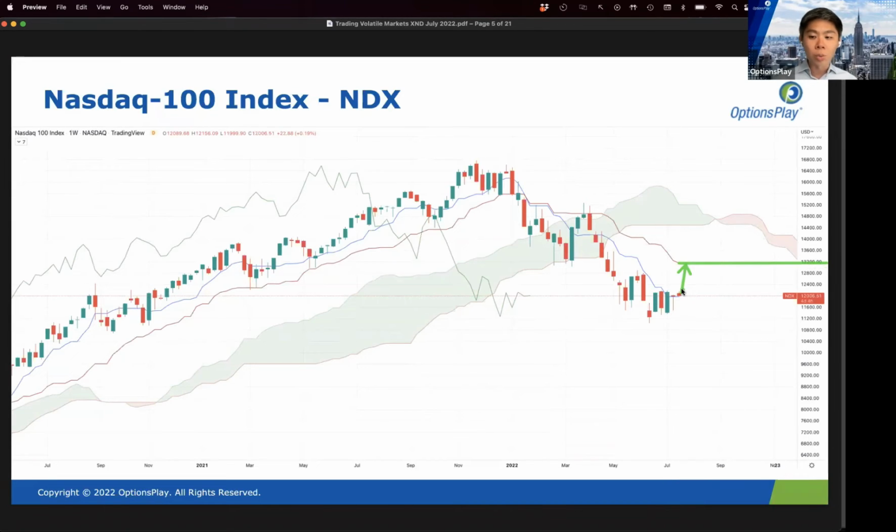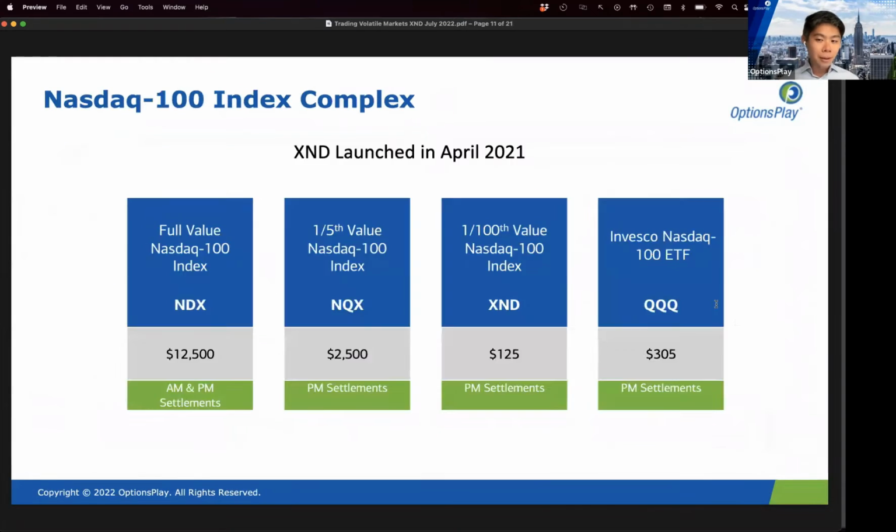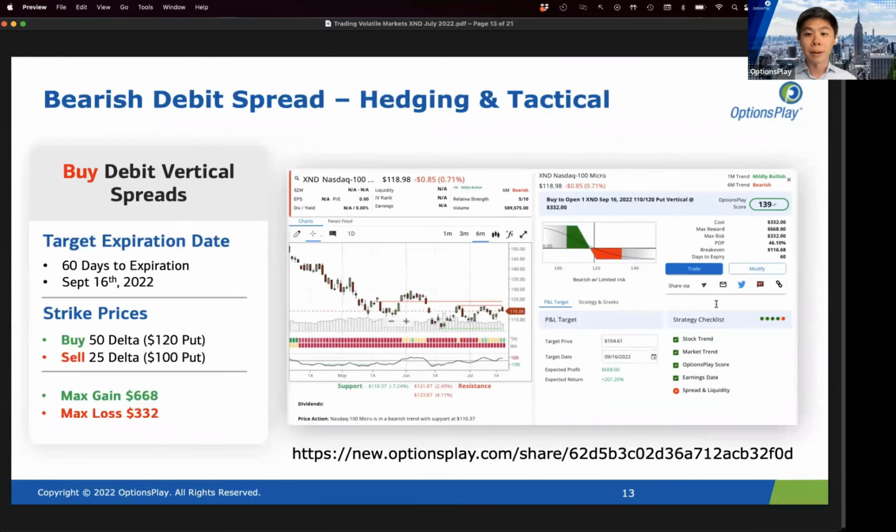So if by the end of the week we close above that conversion line, from my perspective, I would start to flip my view to be a bit more bullish. But the market doesn't have to move very far in order for me to change my view. I would take a relatively small loss and be able to be nimble and adapt as the market changes. But from my perspective right now, things still look a bit more bearish.